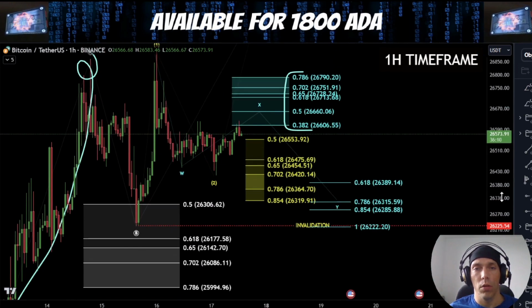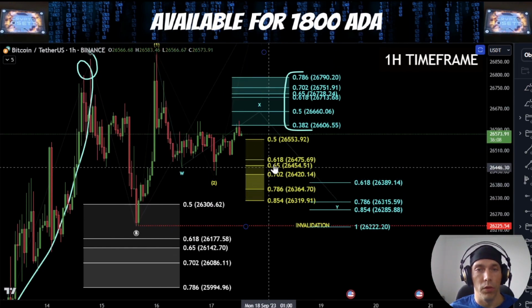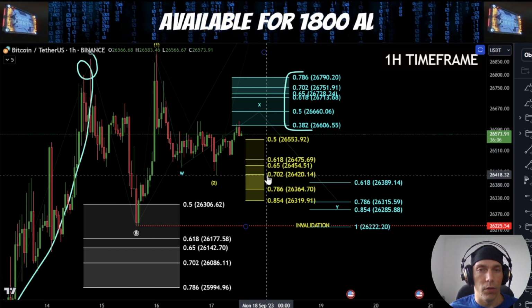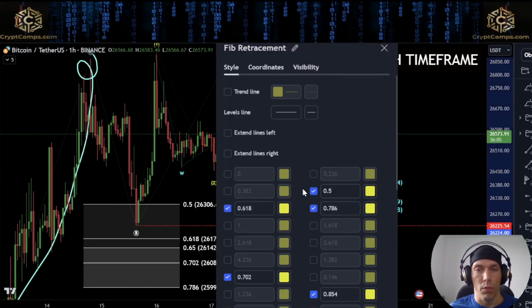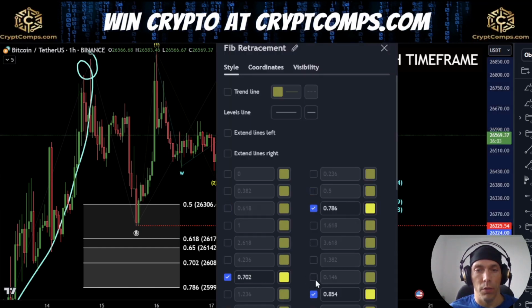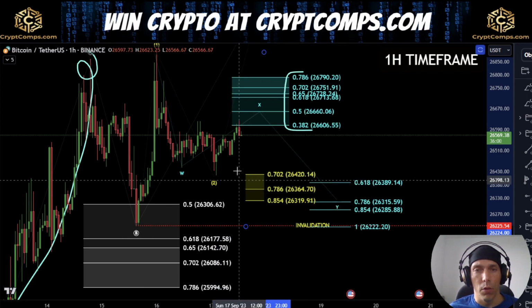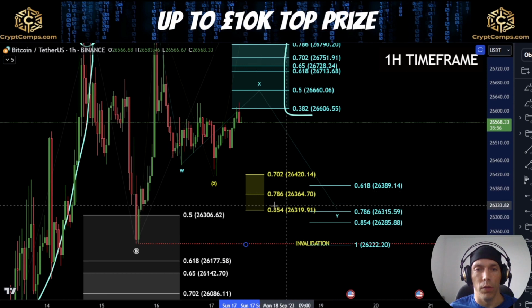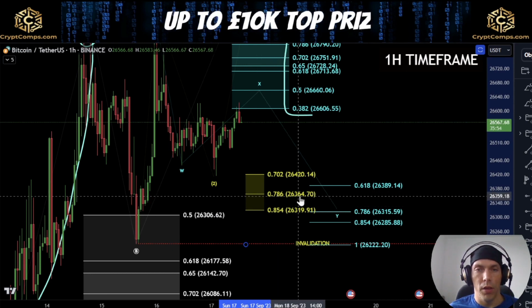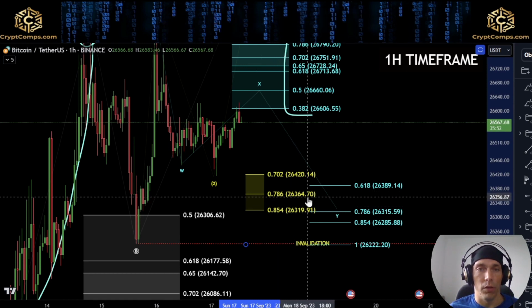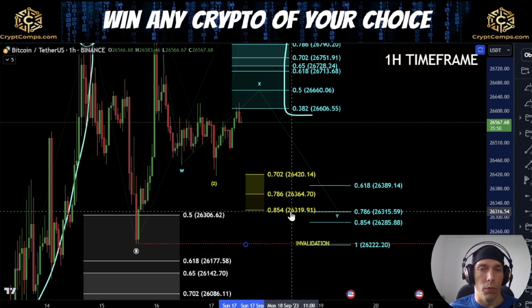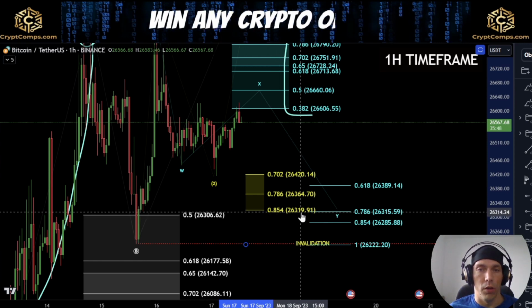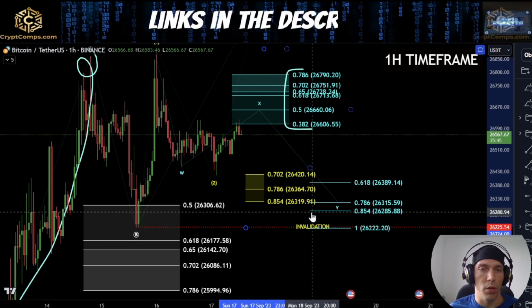So the yellow support box over here is going to be important. We've already come down to the 702. Like I said, I'm actually going to remove some of these higher levels here because we don't really need them. We don't really want to see this lose this 786 level, which would be here, into this 26,364. And then we have the 854 slightly lower than this at this 26,319. But we don't really want to lose this.